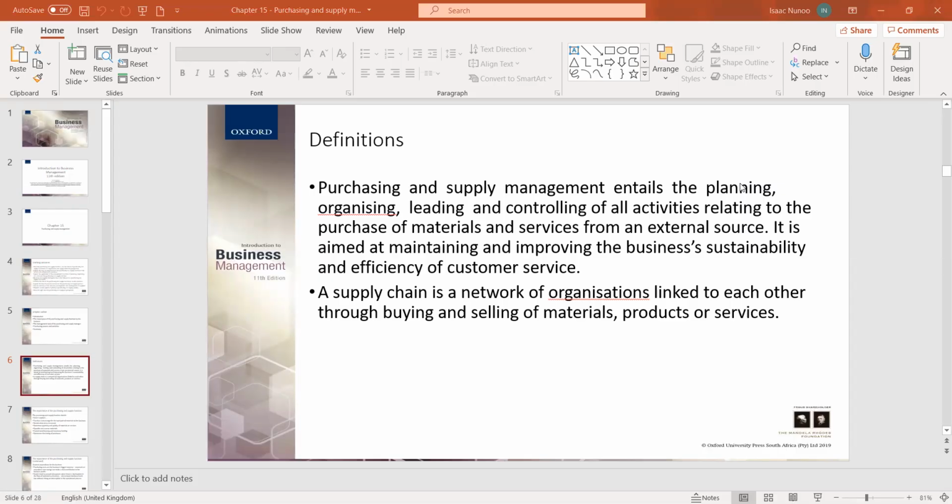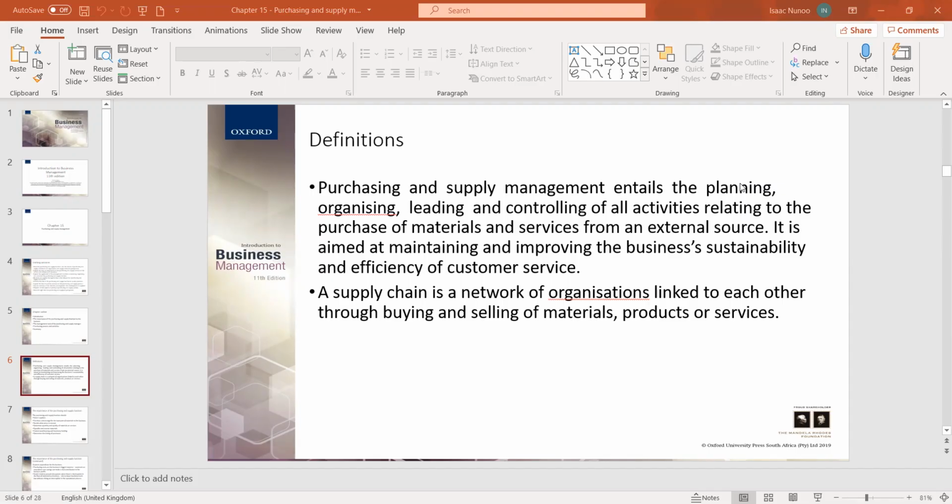Because if there's a break in supply of goods and raw materials, it affects your customers, who may tend to look out for other places. So to put it simply, purchasing and supply management entails planning, organizing, leading and controlling of all activities relating to purchasing of materials and services.